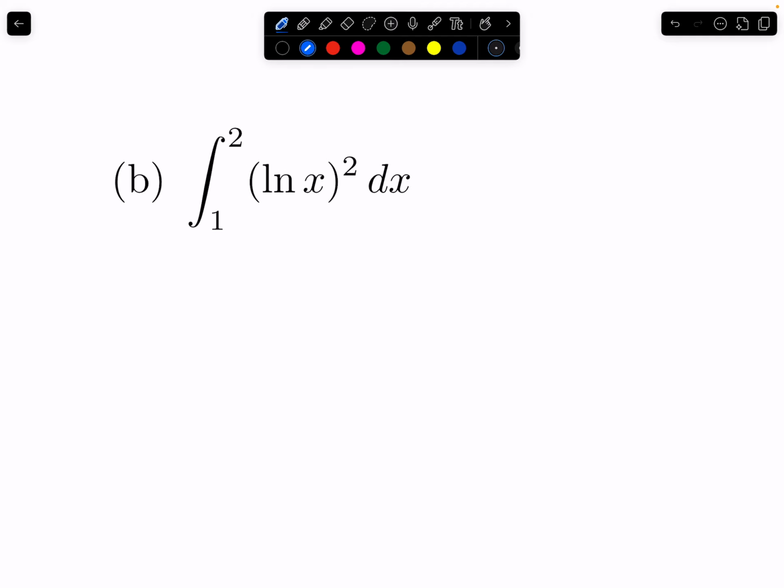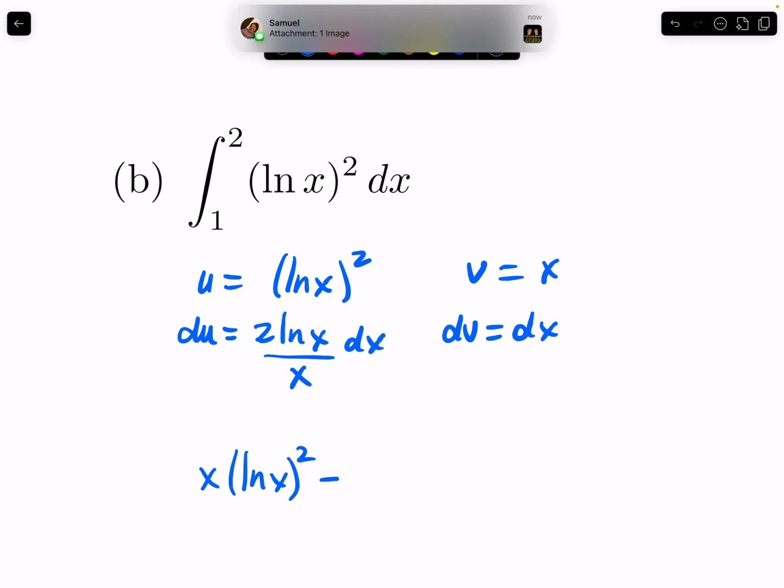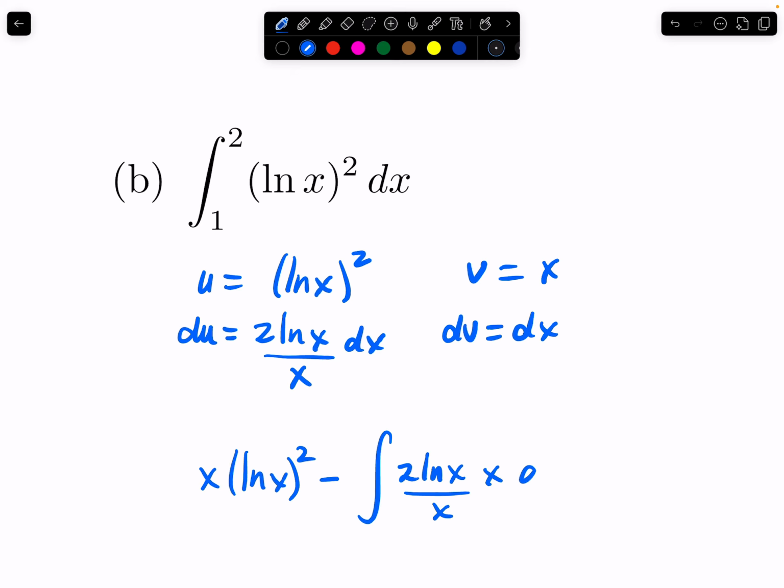All right, let's look at this one. Again, we have a natural log in here. We're going to do by parts. So we're going to let u be equal to this entire expression, ln of x squared, and we're going to let dv be dx. So du here is 2 ln of x times the derivative of ln of x, which is 1 over x dx. v is equal to x. So again, we have u times v, x ln of x squared, minus the integral of v du.